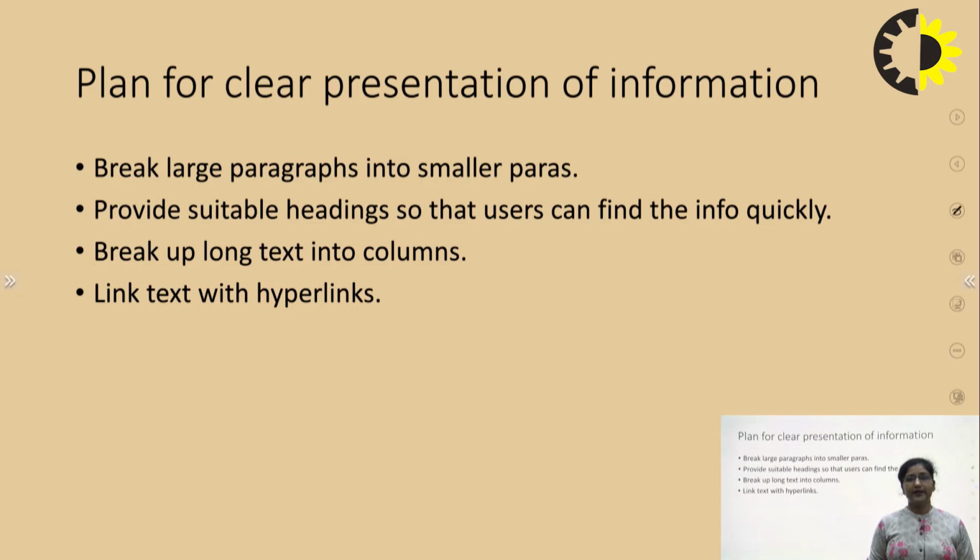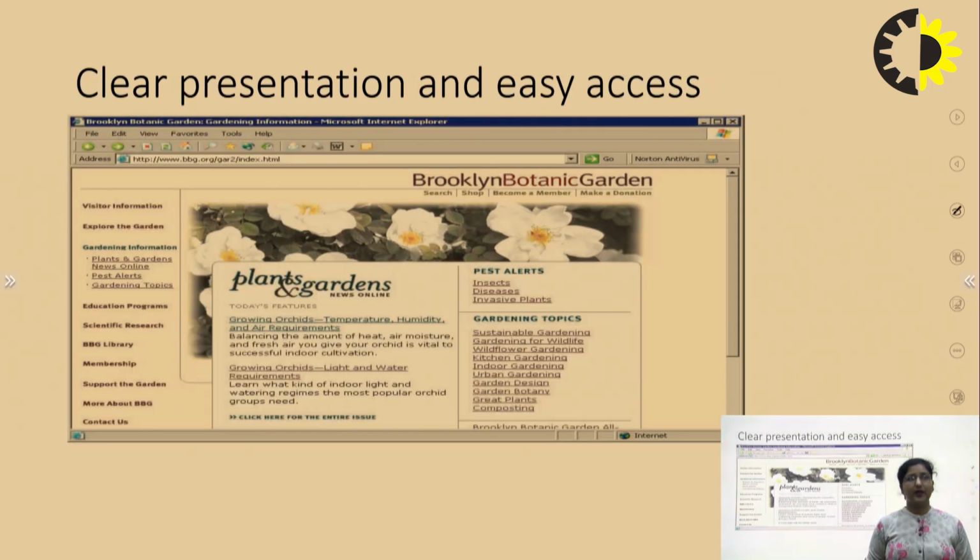Break up long text into column format and link the text with hyperlinks. Now we can see that this is a clear presentation, because what is happening: today's feature, growing orchids, temperature, humidity and air requirements. By the help of this heading only, the user can come to know what this data is about. We are having hyperlinks also. By clicking on the hyperlink, the user can come to know the whole document. So this is a particularly clear presentation.